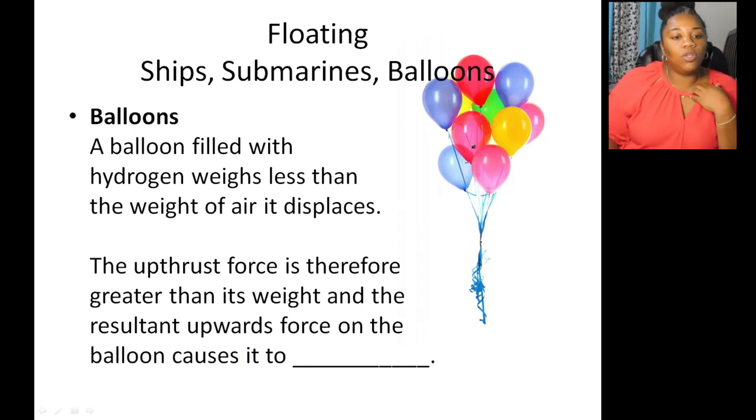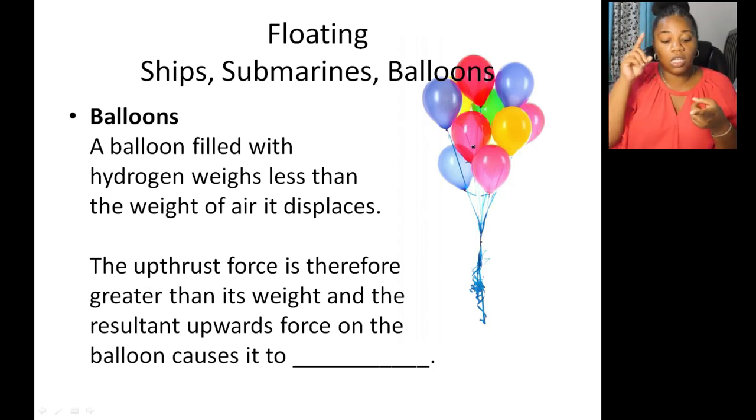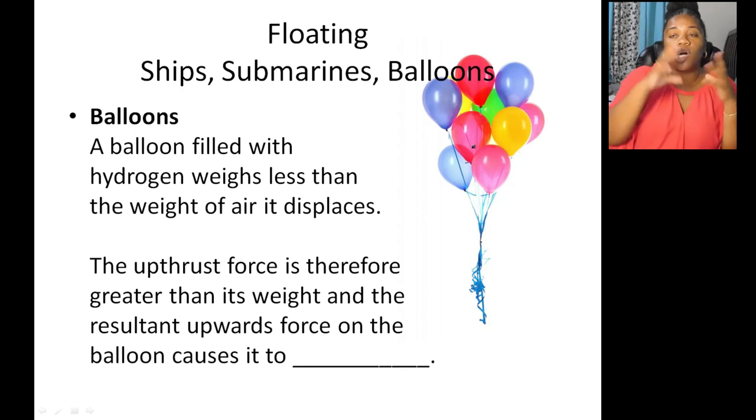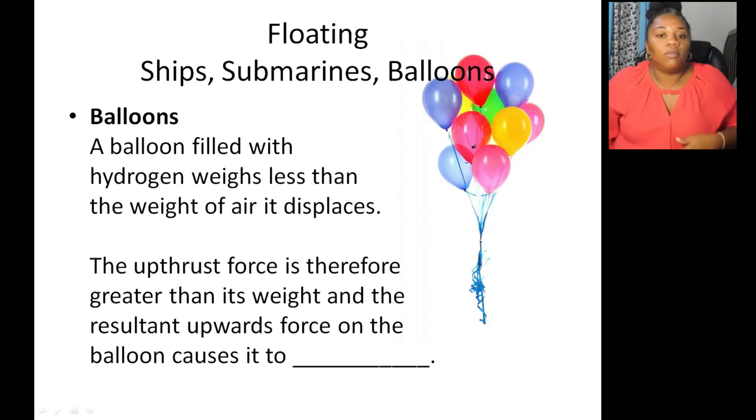Balloons. A balloon filled with hydrogen weighs less than the weight of air it displaces. And that's because air is made up of all the different types of gaseous molecules. It contains carbon dioxide, which is very heavy. It contains argon, neon, chlorine, fluorine, oxygen, right? But hydrogen is very light. And so you would have balloons floating. The upthrust force is therefore greater than its weight, and the resultant upward force on the balloon causes it to float.